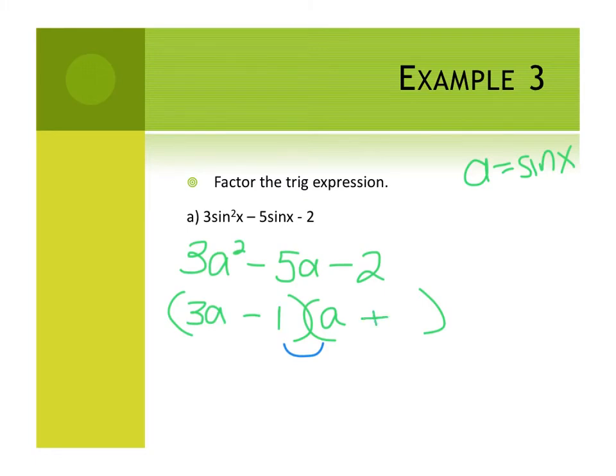Say 1 and 2. This time I get 6a minus 1a, which is 5a, but not -5a, which tells me all I have to do is switch those signs in between. This becomes positive, that's negative, and now I have -6a plus a, which is -5a. So that's the combination that works. And then it just wants me to factor it, so the only thing I have to do is put that sine back in.